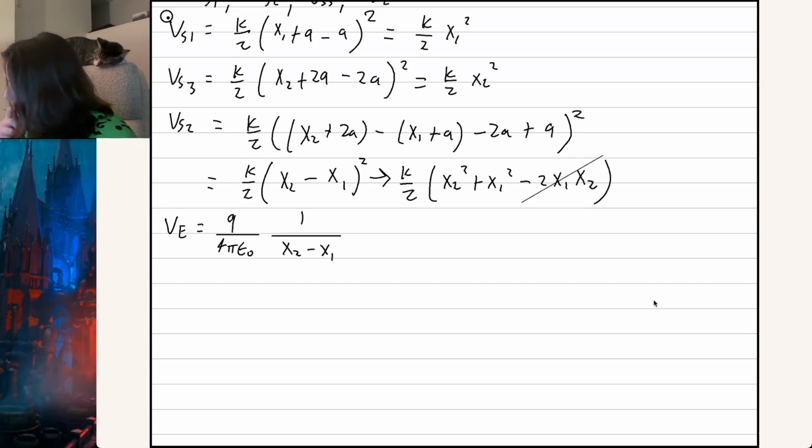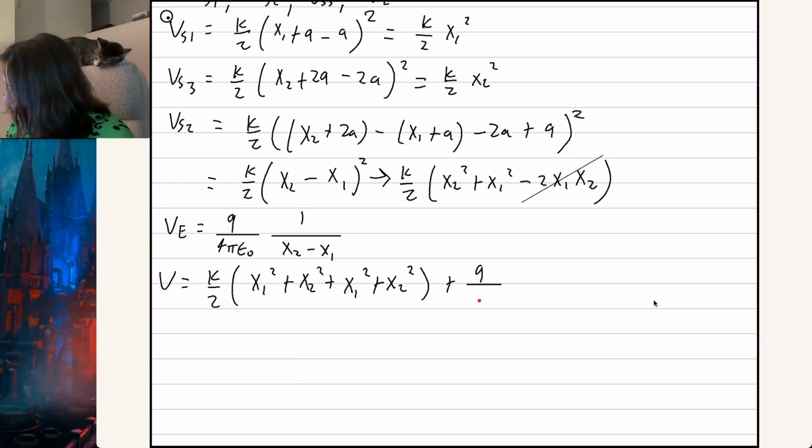Adding all the potential terms together, it's k over 2 for all of them, and then we have an x1 squared, an x2 squared, and another x1 squared and another x2 squared, and also the electric term. Great.